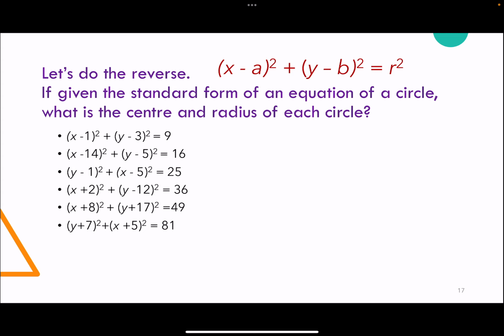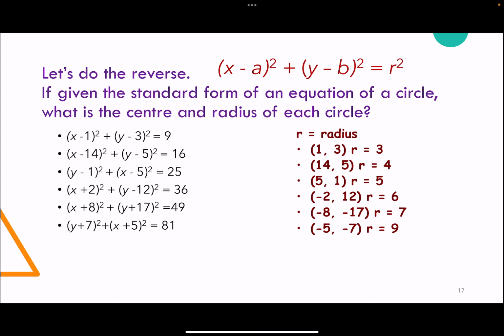Okay, let's review the answers. So these are the answers for all the questions. So be very careful. Some of you may think that you've gotten some of the questions wrong, but I want to put a warning here. Make sure the equation is in the correct order. Don't be tricked. Now, why do I say that?